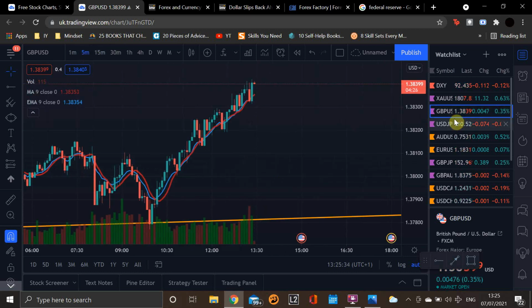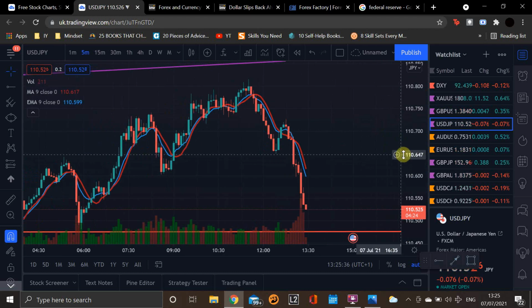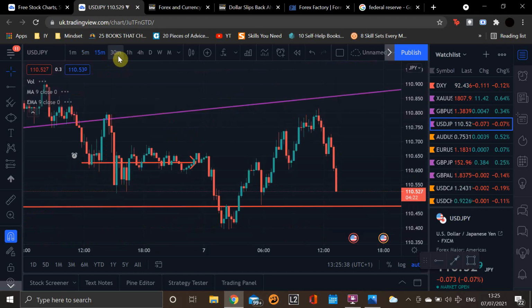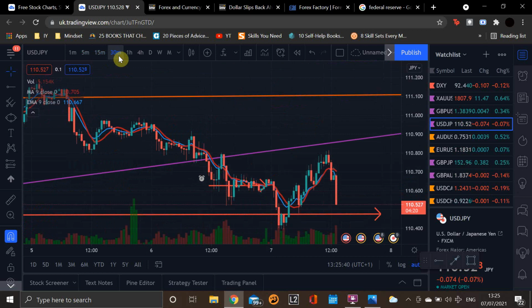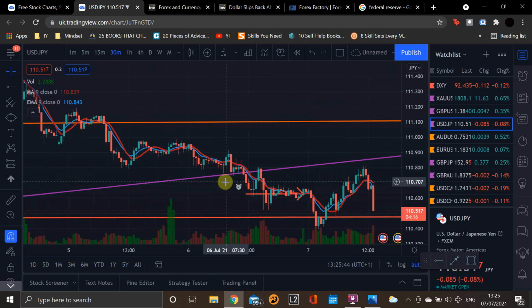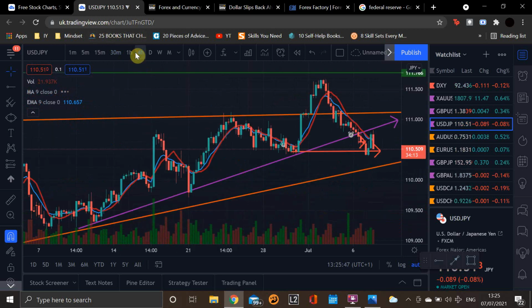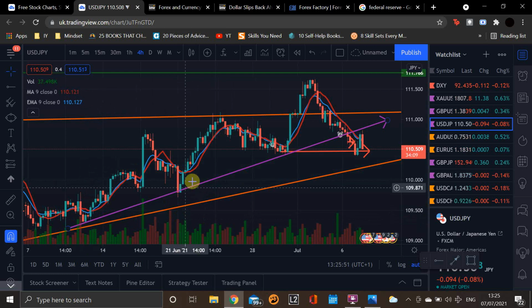Okay, USD JPY, what was happening? So I had a notification earlier that it was crossing some trend line. So this was a good trend line break. I don't know why I didn't. So touch here, touch there, touch there, touch there.